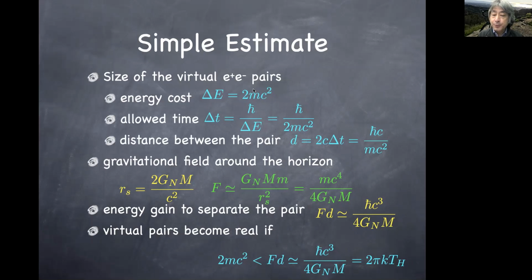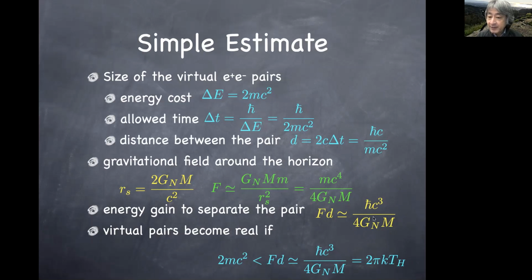But now you created this virtual pair of e-plus and e-minus and let them move by distance d, and if one of them falls into the black hole, then it receives work given by the force times distance, so that electron would gain energy given by this expression. Namely, by letting the electron drop into the black hole, you can return the borrowed energy by this amount. If this amount is bigger than 2mc², you don't need to let the electron and positron annihilate again to give the energy back. Instead, you can give the energy back by letting one of the particles fall into the black hole.